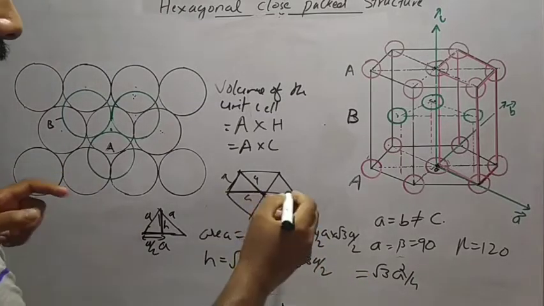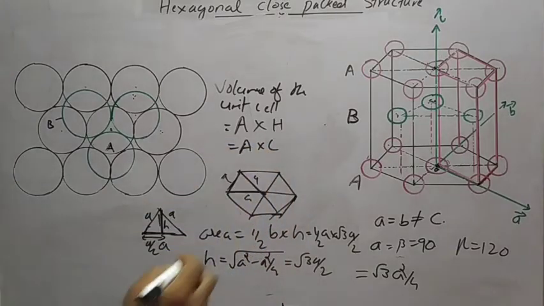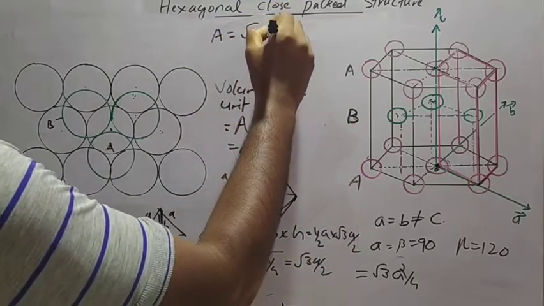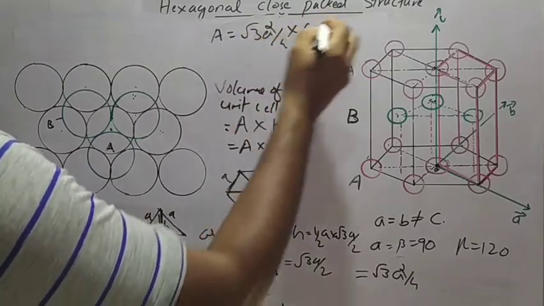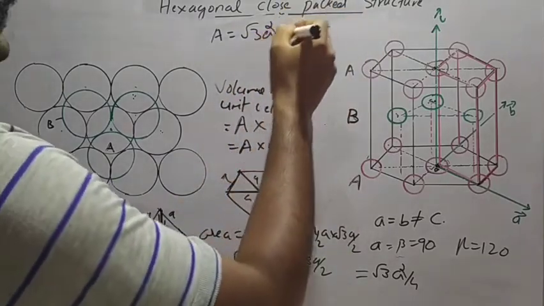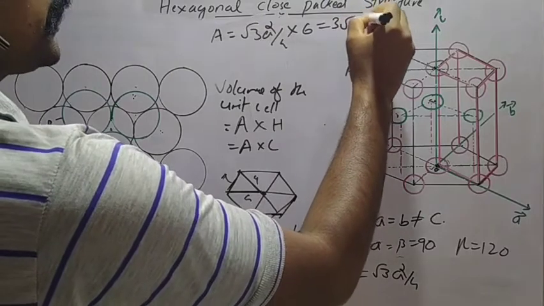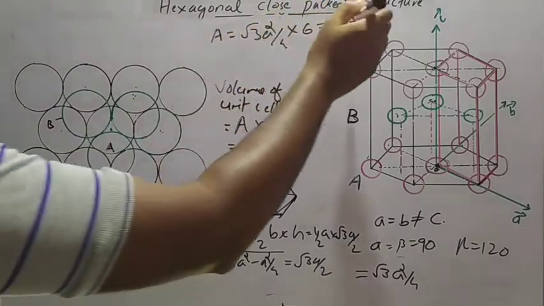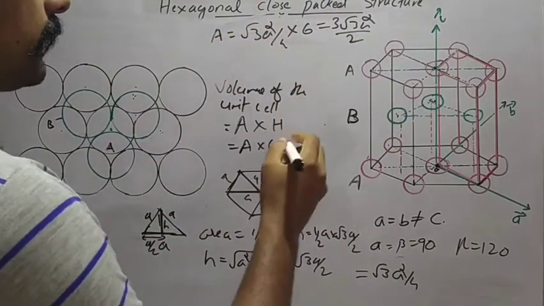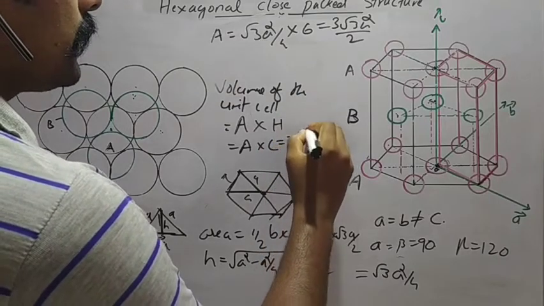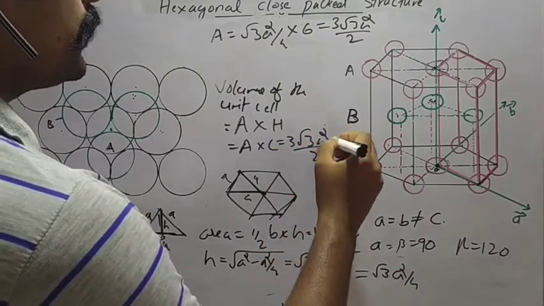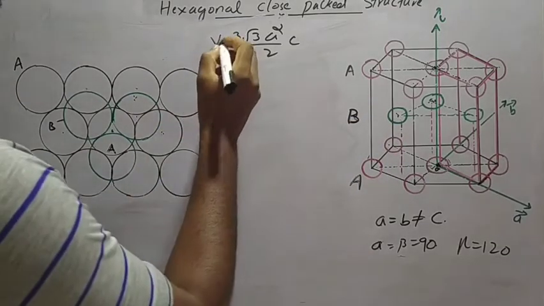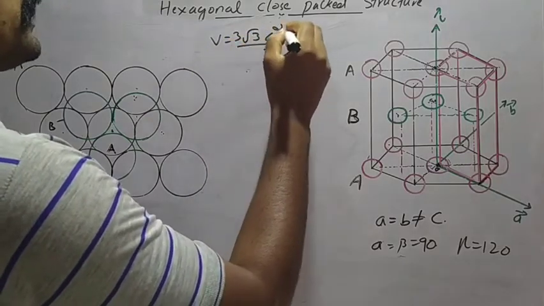And there are 6 triangles contributing to the hexagon. So area of the hexagon is equal to under root 3 a square over 4 into 6, which is equal to 3 under root 3 a square over 2. Okay, 3 under root 3 a square over 2 is the area of the hexagon. So volume of the unit cell is equal to 3 under root 3 a square over 2 into C. The volume of the unit cell is equal to 3 under root 3 a square C over 2.